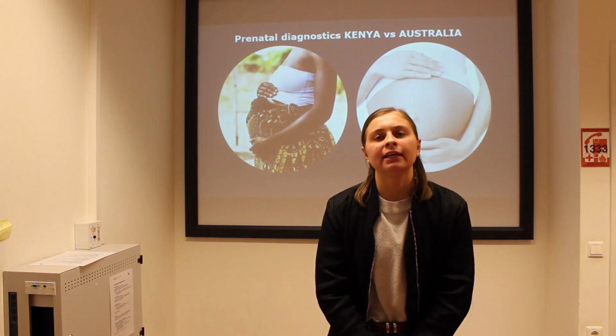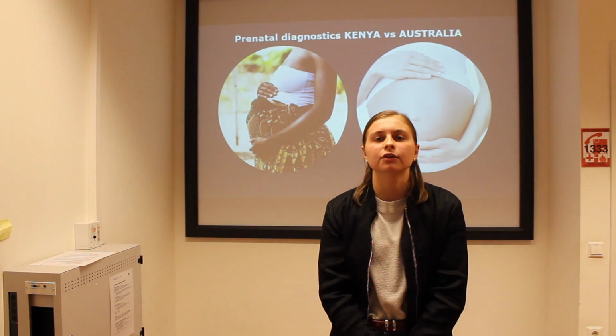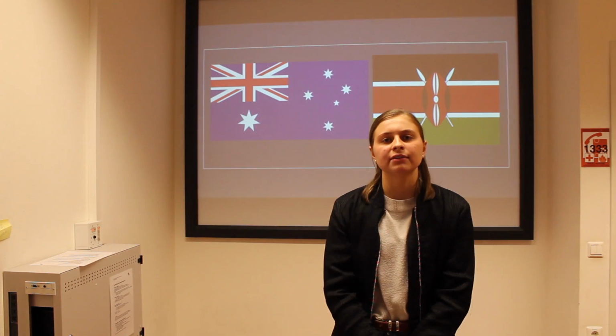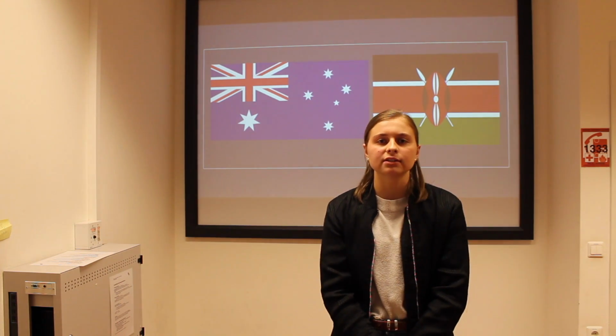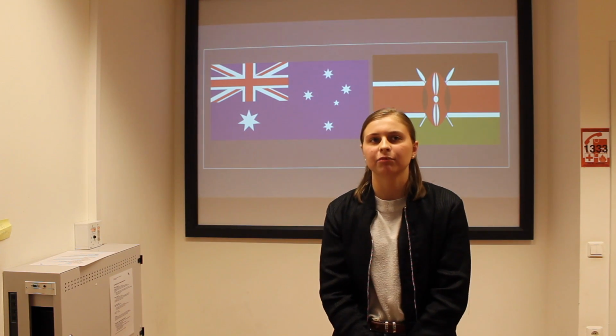Did you know that if you were living in Australia, your baby would have an 88.4% lower chance of dying during infancy than if you were living in Kenya? In 2017, the infant mortality rate in Australia was 4.3 deaths per 1,000 live births, while in Kenya it was 37.1 deaths per 1,000 live births.